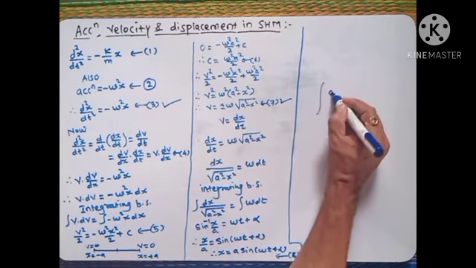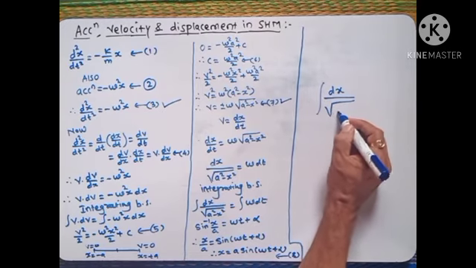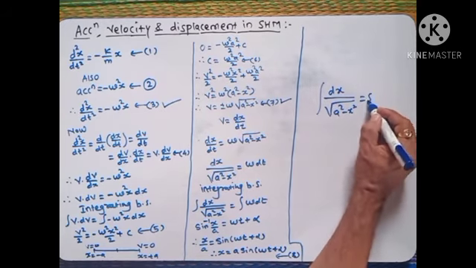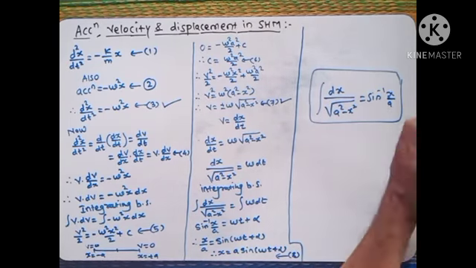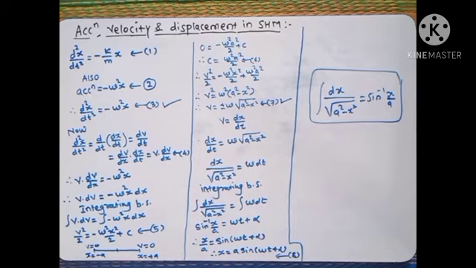Whenever integration of dx upon root a square minus x square is equal to sine inverse x upon a, this is the direct formula in integration. You learn this in mathematics. Then integration dx upon root a square minus x square gives sine inverse x upon a, and integration of omega dt means omega t plus alpha, where again alpha is the constant of integration. Now x upon a equals sine omega t plus alpha, and therefore x equals a sine omega t plus alpha. We reach the displacement.